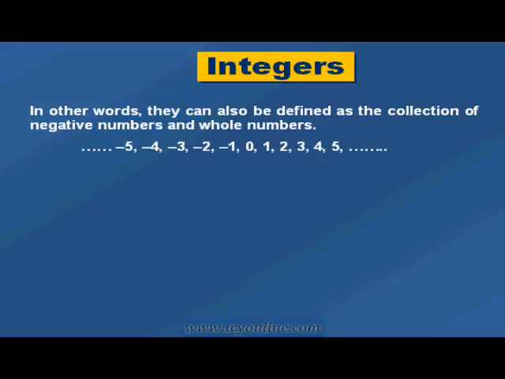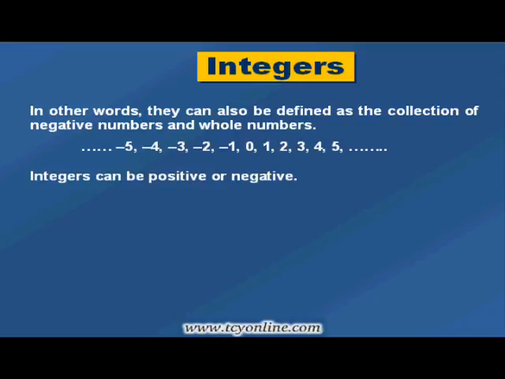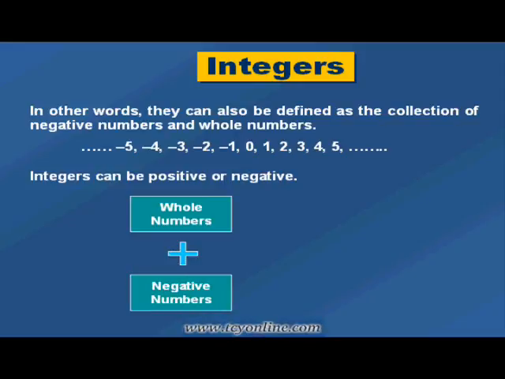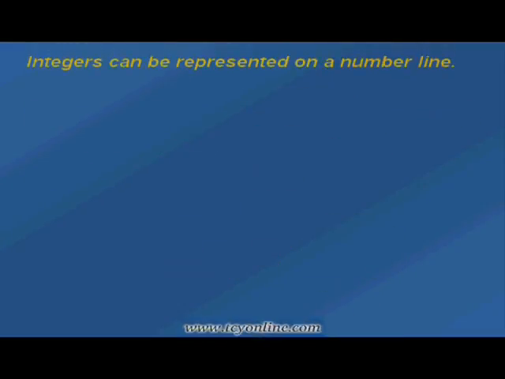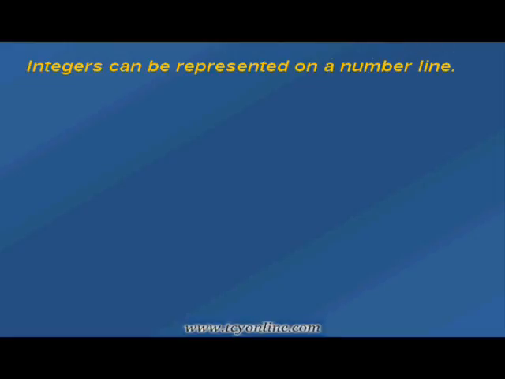Integers can also be defined as the collection of negative numbers and whole numbers. So it should be clear that integers can be positive as well as negative. We can represent the fact as whole numbers and negative numbers collectively are known as integers.